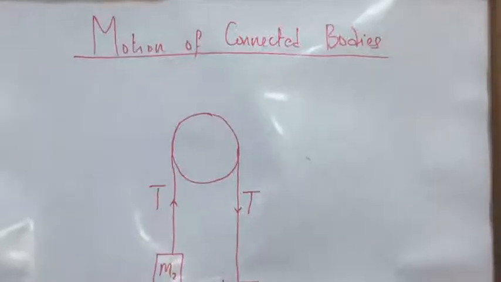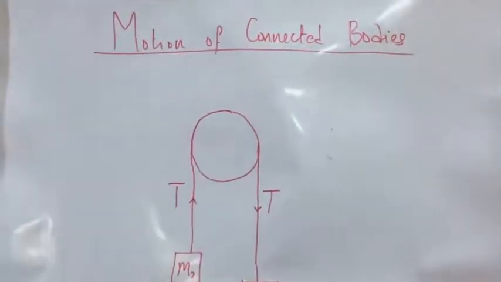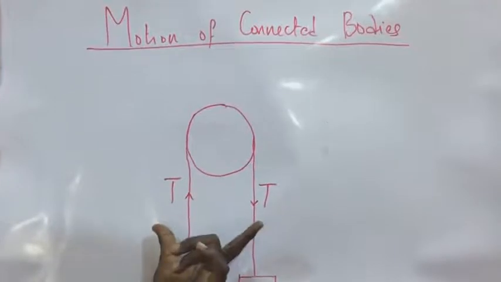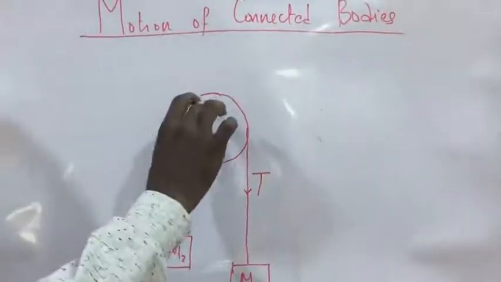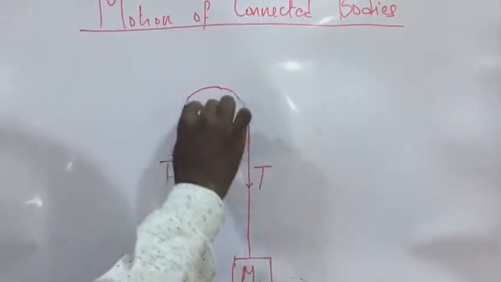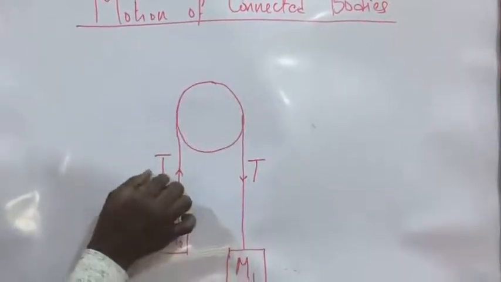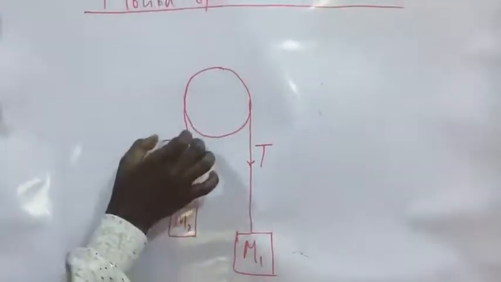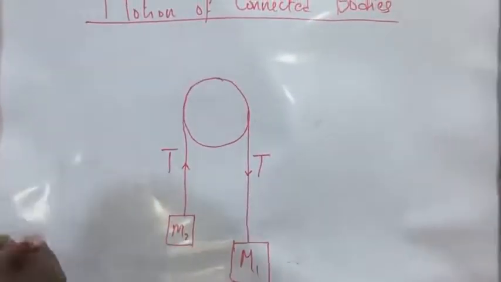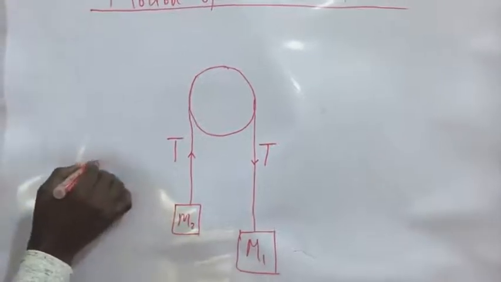In this video, we are looking at motion of two connected bodies by a string. Now, this is a pulley and it is called a frictionless pulley, which means the tension here and the tension here are equal.